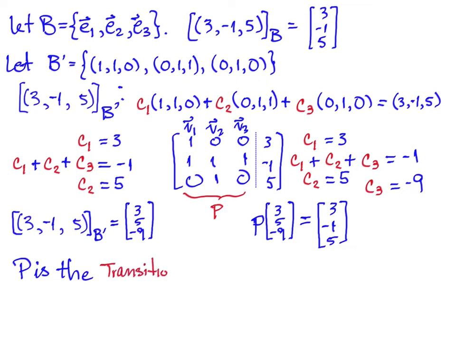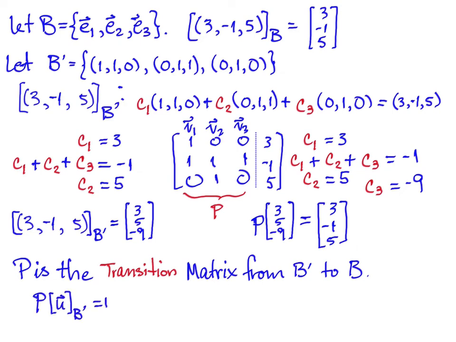So P, it turns out, is called a transition matrix, and it takes us from the basis B prime to the basis B. So if we have a coordinate vector relative to the basis B prime, and we want to write it relative to the basis B, we line up the columns of the basis B prime as the matrix P. But then when we multiply our coordinate vector relative to B prime by that matrix, we get the coordinate vector relative to B. So it looks like this. That transition matrix times the coordinate vector relative to B prime of u will get us back to u, where u is the coordinate vector relative to B.